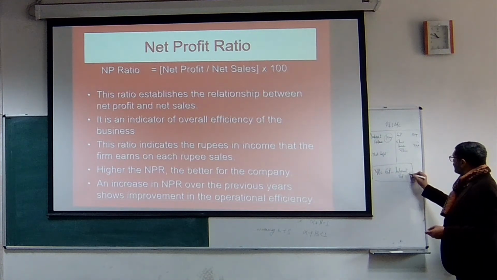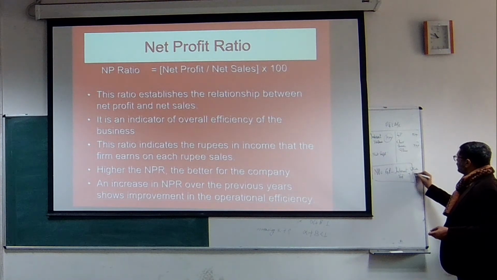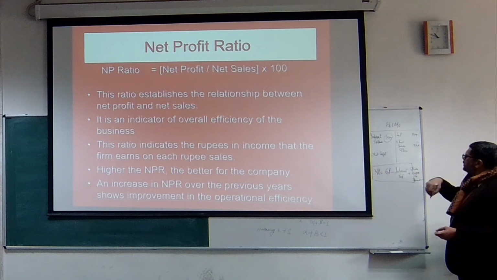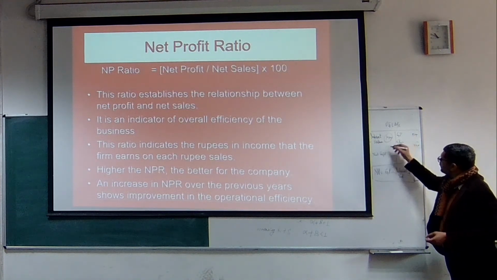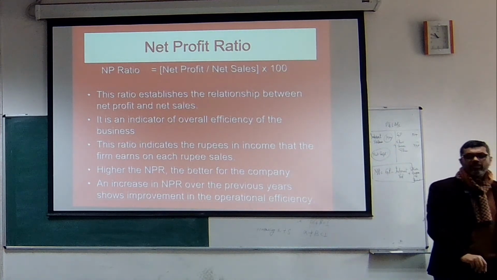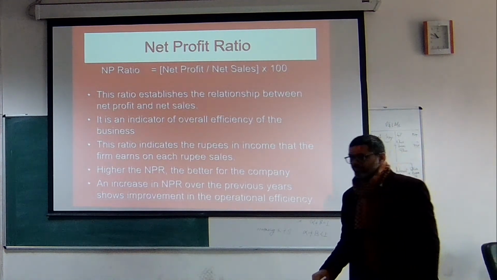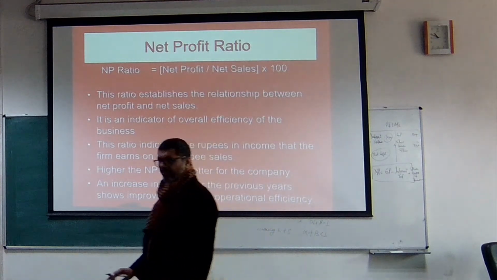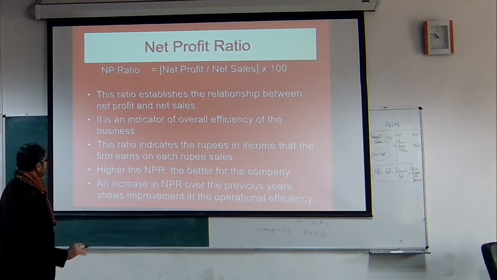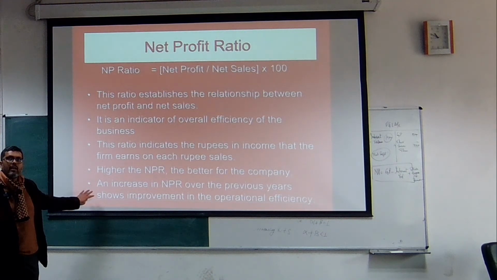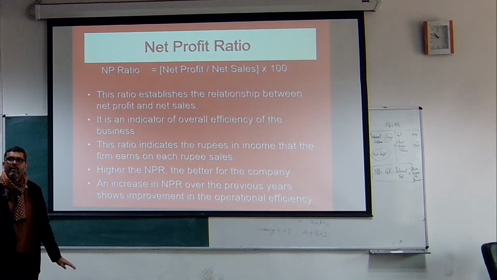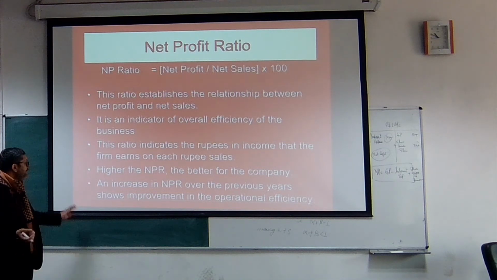Plus, you can always have other source of income. So gross profit plus this minus this, what you will get? Net profit. Clear? Now, again, we always expect our net profit ratio to be higher, right?